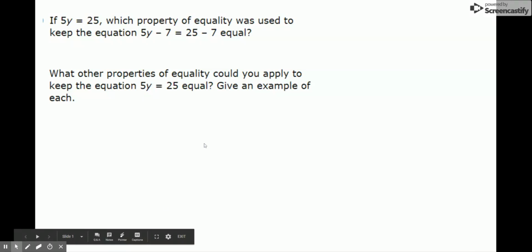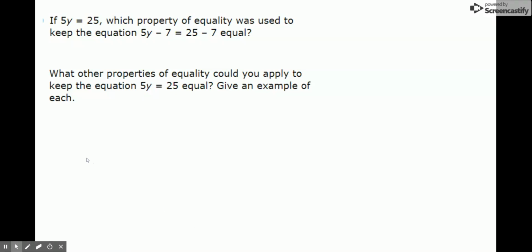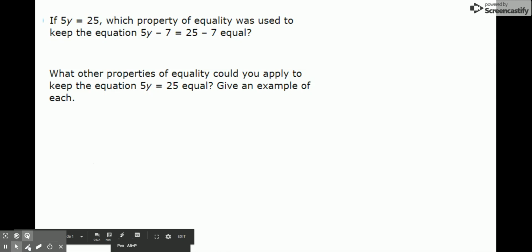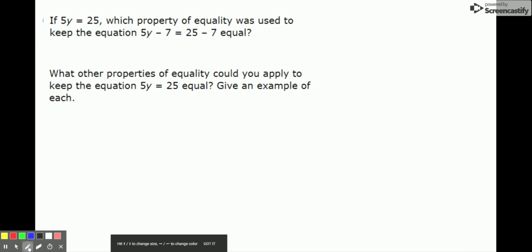All right, so here we're just going to look at some properties of operations, specifically these properties of equality within them. So I'll kind of explain it through this first example.